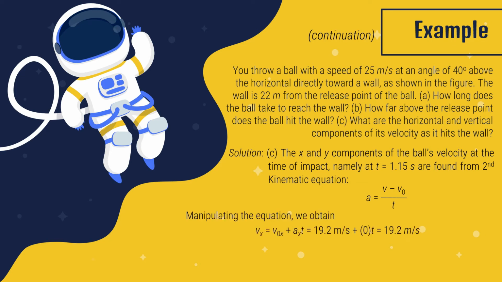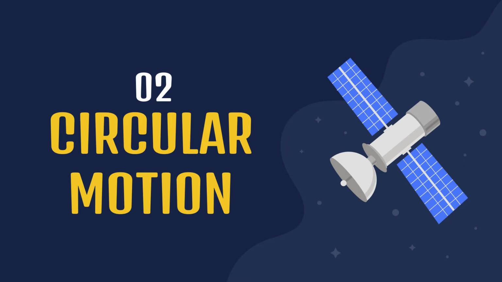Manipulating this equation, we obtain v sub x is equal to v sub 0 in x plus a sub x times t, which is equal to 19 and 2/10 meter per second plus 0 times t, which yields 19 and 2/10 meters per second. And v sub y is equal to v sub 0 in y plus a sub y t, which is equal to 16 and 700 meter per second plus negative 9 and 8/10 meter per second squared times 1 and 1500 second, which yields positive 4 and 8/10 meter per second.